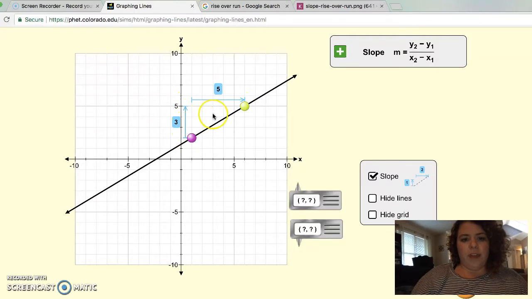And then I could do that for my run. So I could count the boxes between these points horizontally. So I could go 1, 2, 3, 4, 5. So now I know I have a rise of 3, a run of 5. So my slope in this case would be rise over run, so it would be 3 over 5.